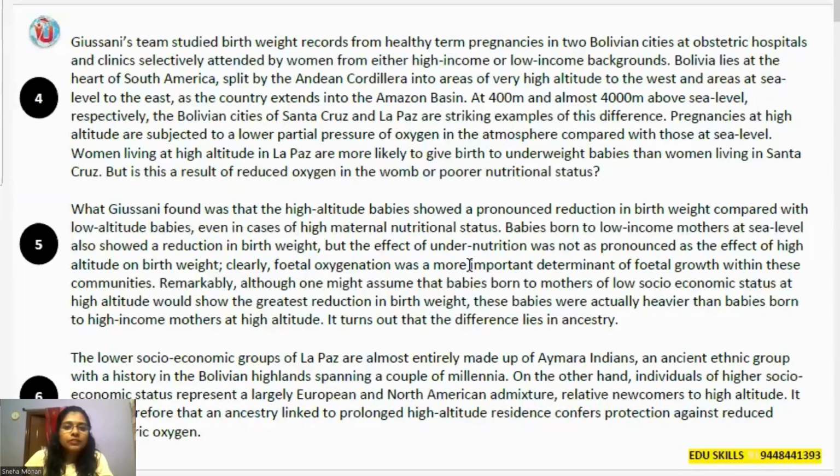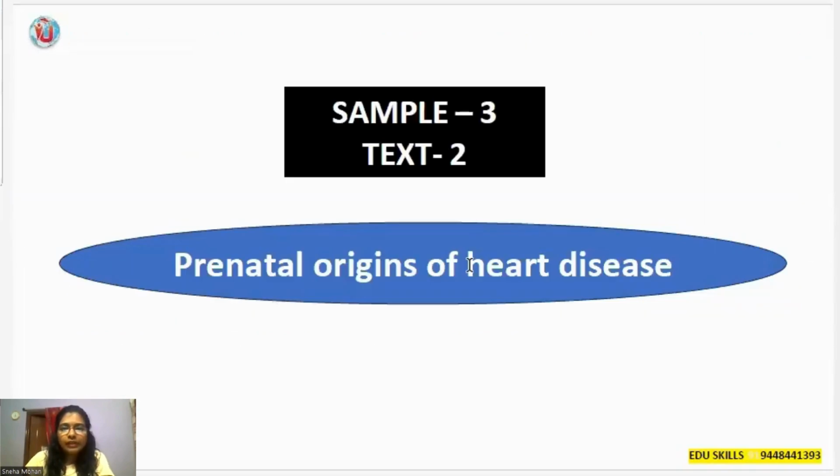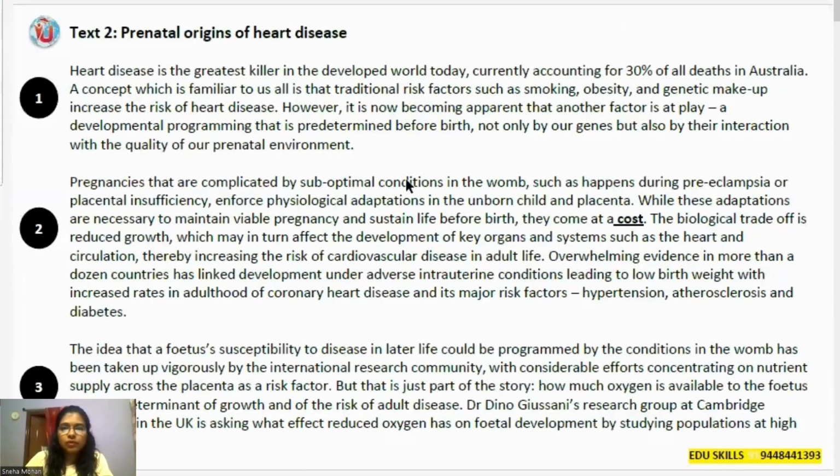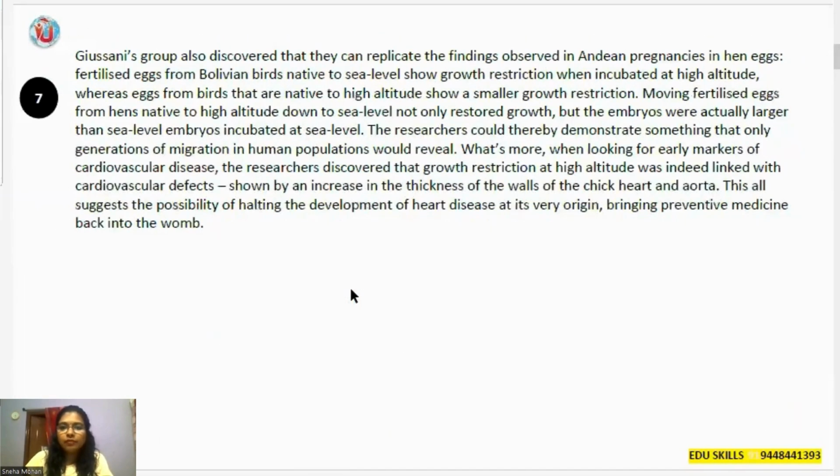Today's session is on reading part C. Today we are discussing the prenatal origins of heart disease, sample 3, text 2. Thank you, OET, for allowing me to use this material. We will be discussing 4 questions today. Let us see the first question.